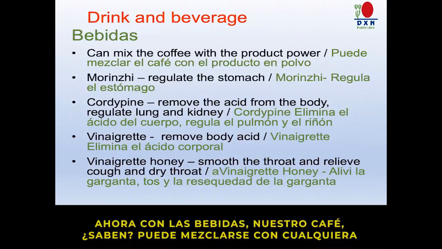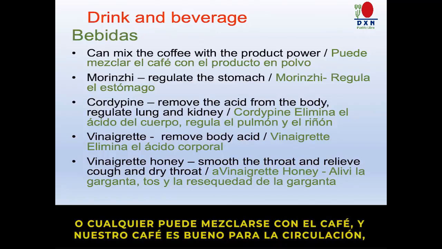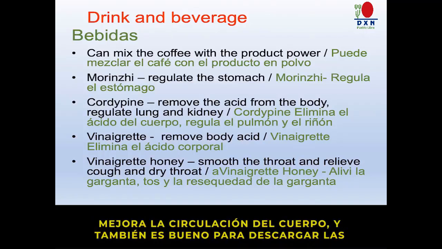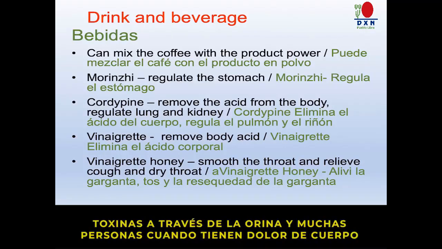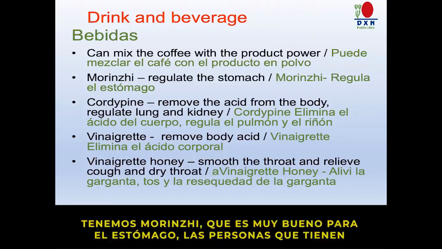We also have drinks and beverages. Our coffee can mix with any of our products. Sometimes you take the Ganoderma powder or anything, you can mix it into the coffee and take it. Our coffee is good for the circulation, to improve the circulation of the body, and it's also good to discharge the toxin through the urine. Many people, when they have body pains, take coffee and can also relieve some of the pains on the body.